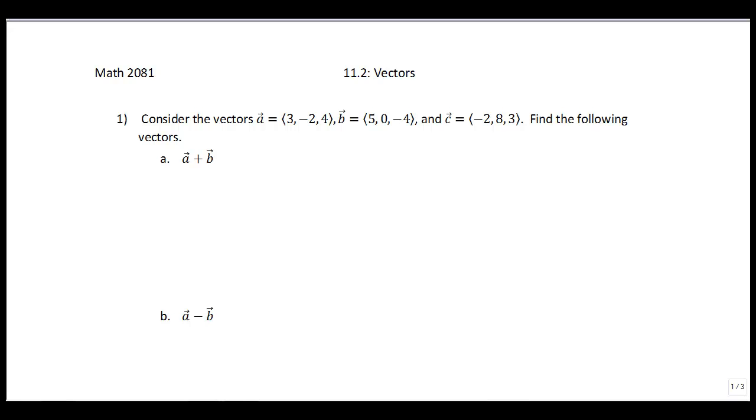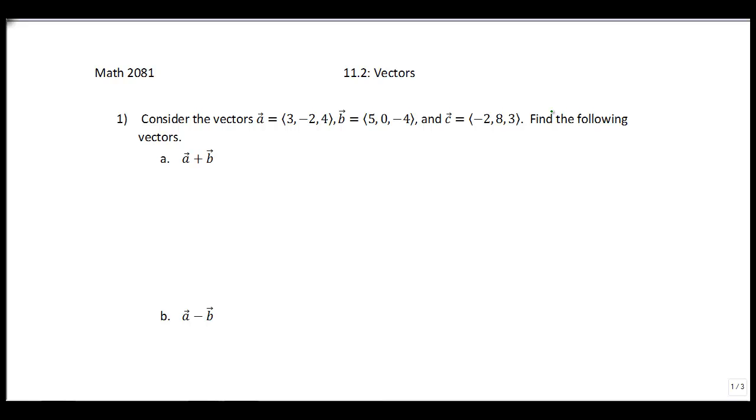So this is a worksheet for section 11.2 dealing with vectors. We just want to do some basic operations with vectors here. Problem 1, we want to consider the vectors A, which is 3, negative 2, 4, B, which is 5, 0, negative 4, and the vector C is negative 2, 8, 3. We want to find the following vectors.